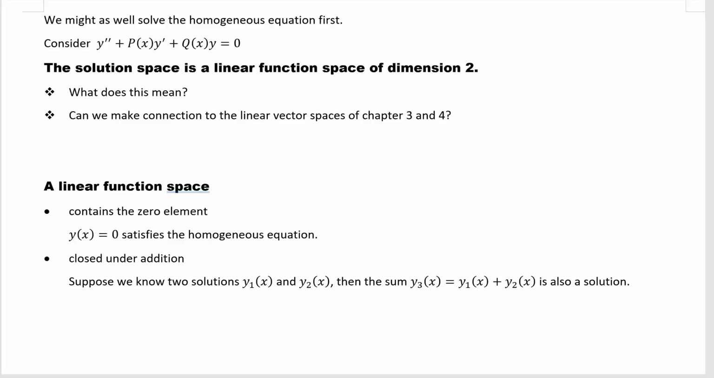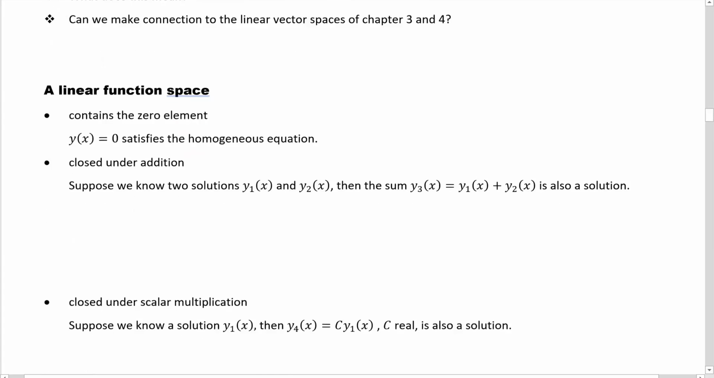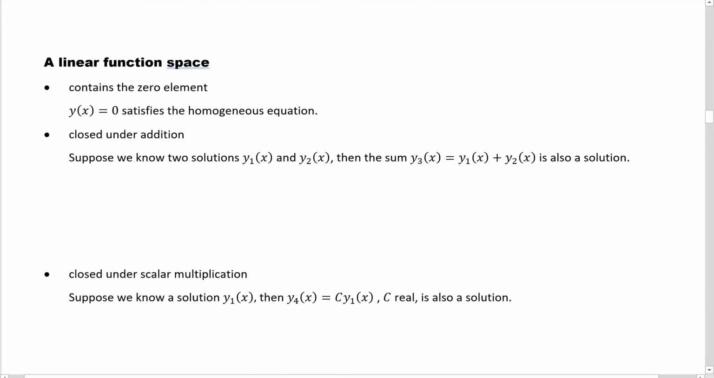Okay, so in general, how do we solve homogeneous equations? Right now, let's talk about the solution space. The solution space is actually a linear function space of dimension 2. So it's a vector space. What does that mean? And can we make a connection to the linear vector space of chapters 3 and 4? Yes. Let's see how.